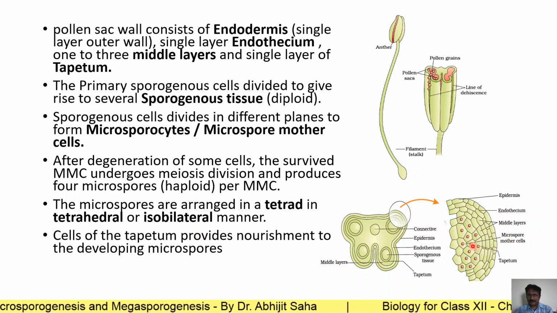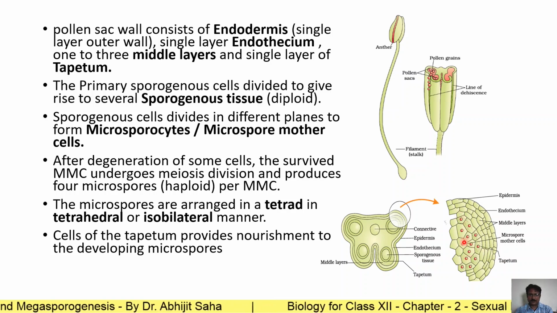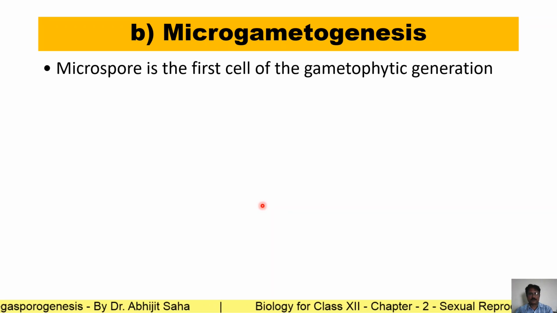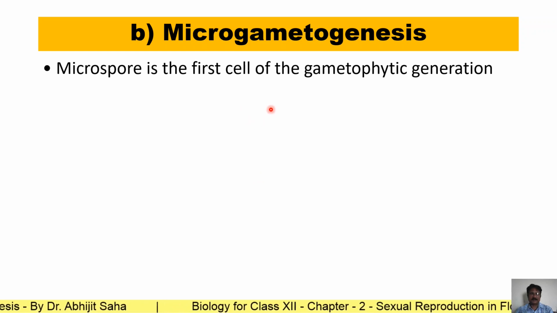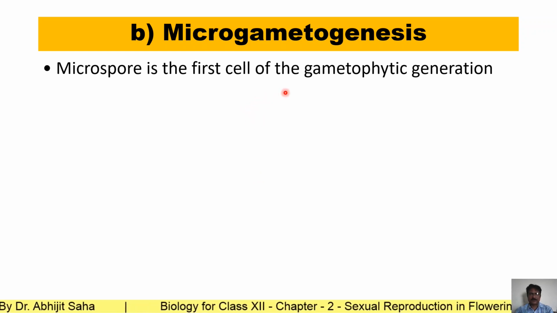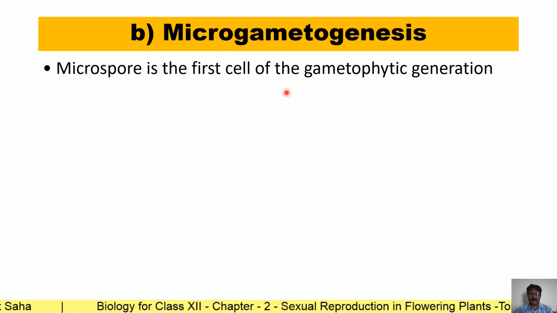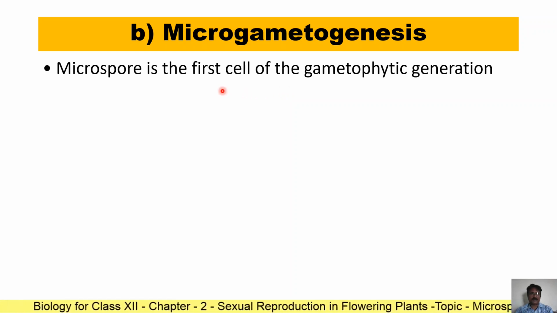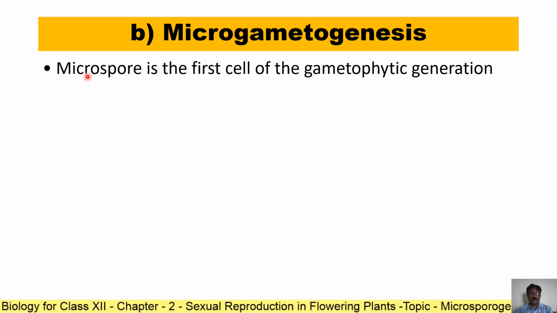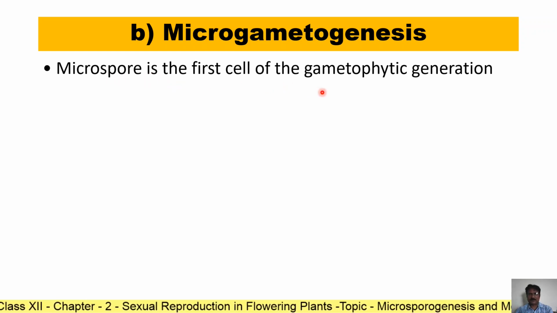Now you see the tapetum. The tapetum is the innermost layer. Its main function is to give nourishment to the developing microspores. Microspores are developed inside the microsporangium. The microspore is a haploid body and is the first cell of the gametophytic generation. The plant itself is diploid, the sporophytic generation, and with microsporogenesis, microspores are formed, and the microspore forms the first cell of the gametophytic generation.